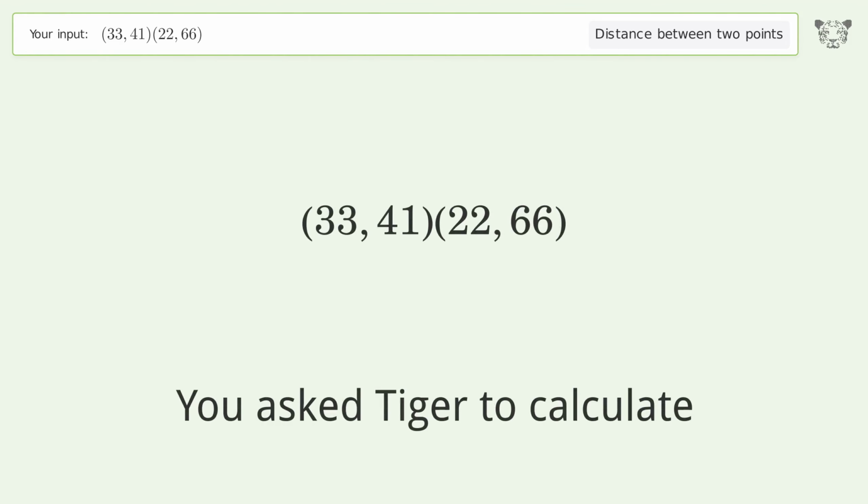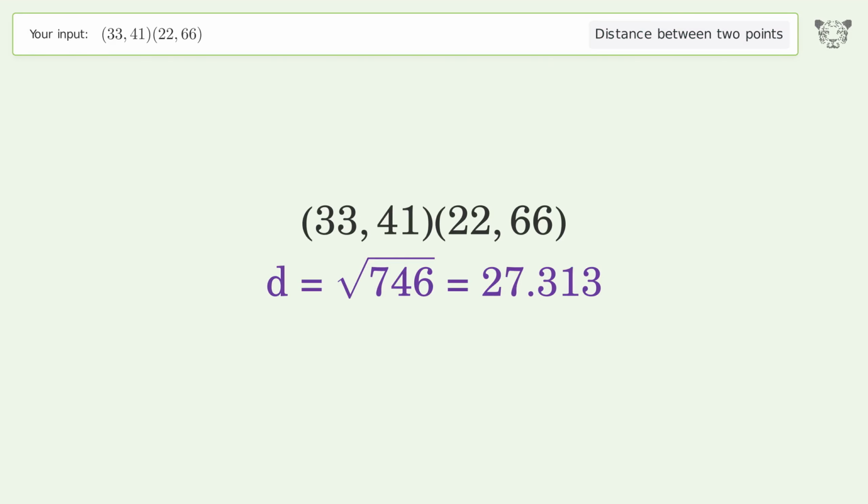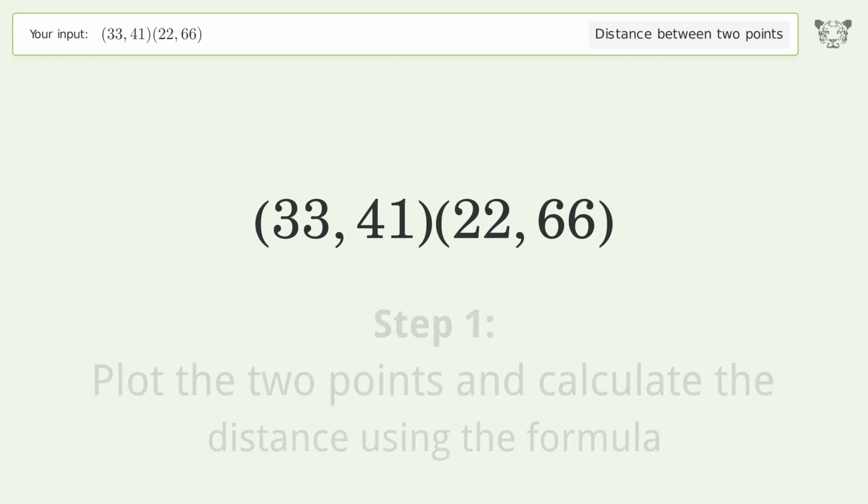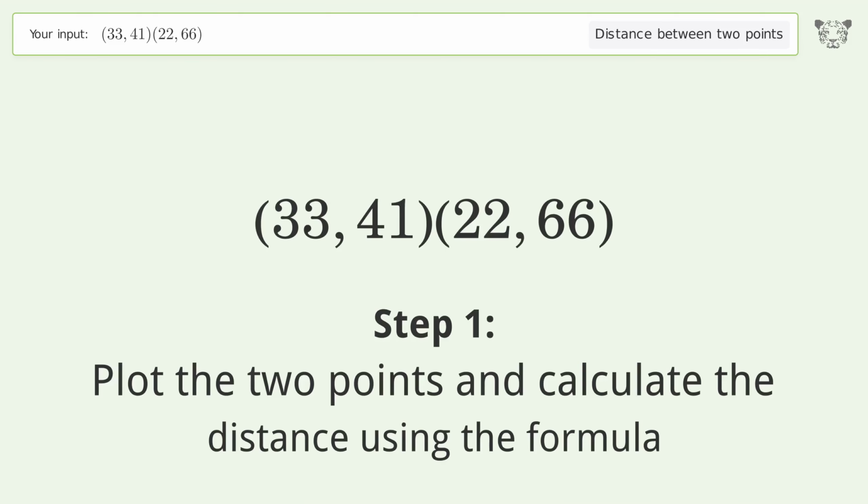You ask Tiger to calculate. This deals with the distance between 2 points. The distance between the 2 points is the square root of 746, or 27.313. Let's solve it step by step. Plot the 2 points and calculate the distance using the formula.